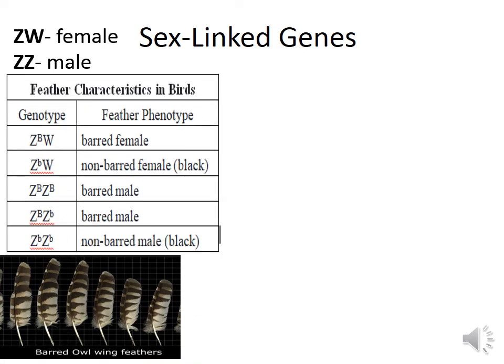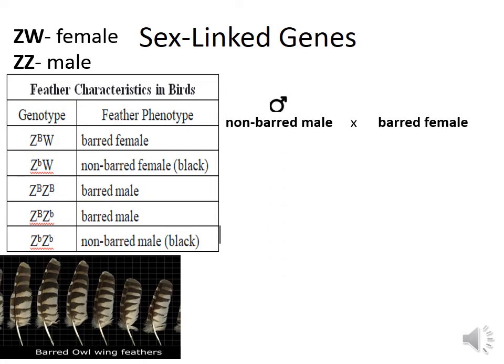So these are the complete table for genotypes and phenotypes. Ang sinabi dyan sa gagawin ninyo, you are going to draw a Punnett square showing the results of a cross between barred female and non-barred male. So, barred female, non-barred male.